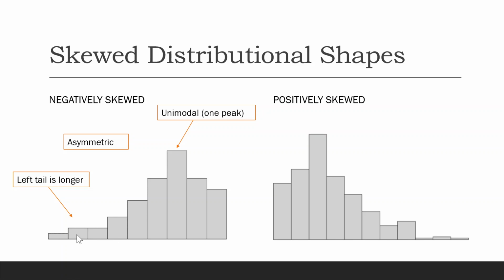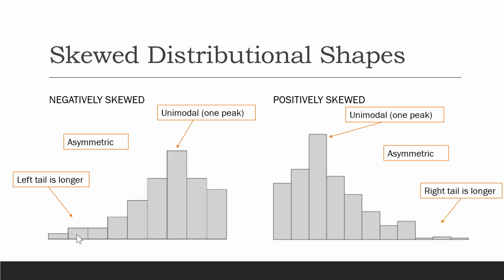Positively skewed is in the opposite direction. Again, we are unimodal here. We have asymmetry, but I have a right tail that is longer. So most of my values in my data set take up smaller values. So most of the observations are small in value, where I may have some observations that are incredibly large. And so that's skewing my data.